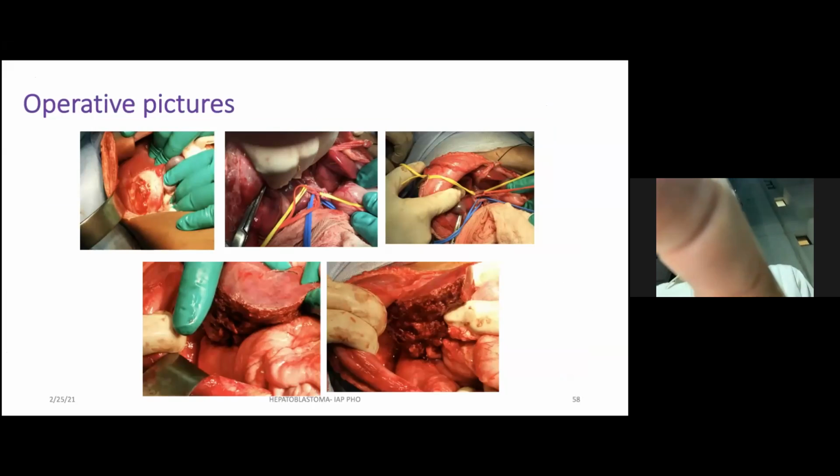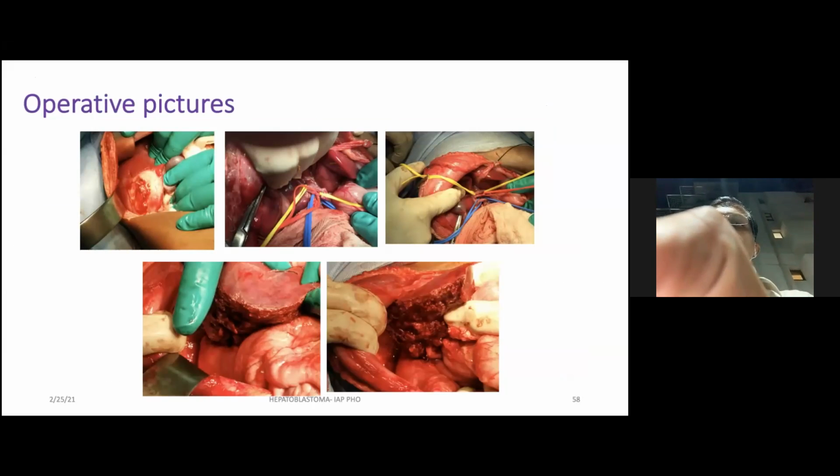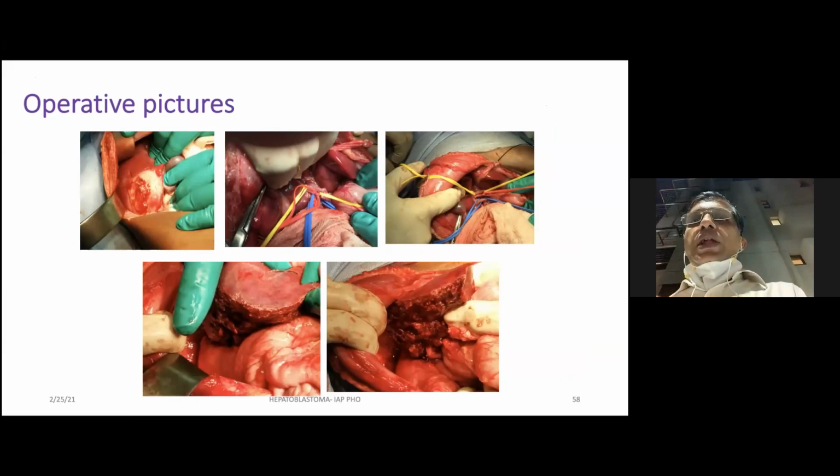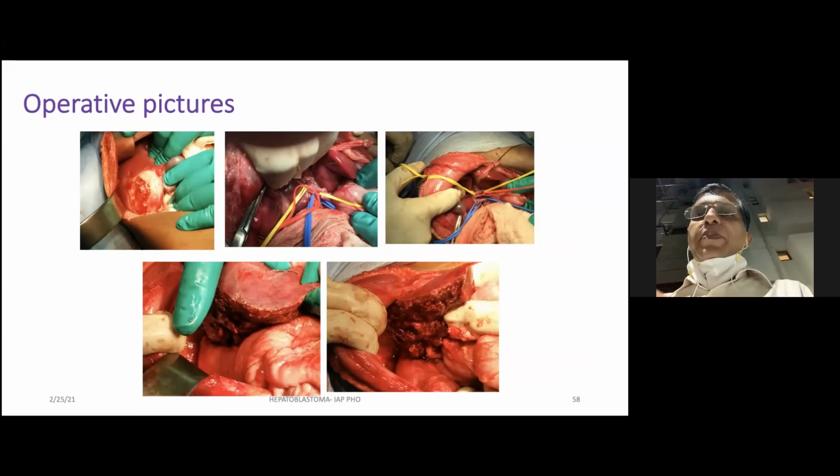So you can see in these pictures, operative pictures which we have done in our institution. This is a right hepatic hepatoblastoma. You can see that white tumor which is bulging out of the liver, and we have identified the cystic artery, the cystic duct, the hepatic artery, and portal vein. The blue one is the portal vein, the blue ligatures. The left and the right portal vein has been dissected.